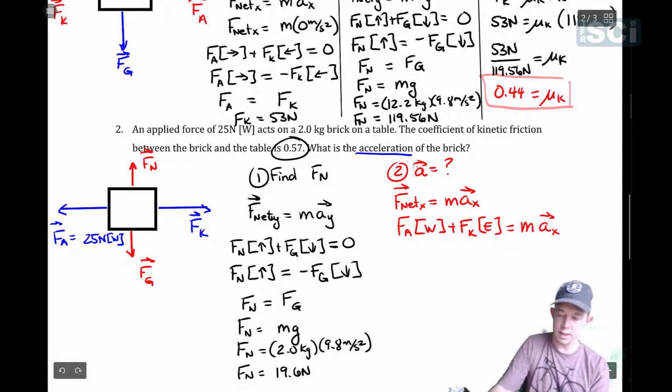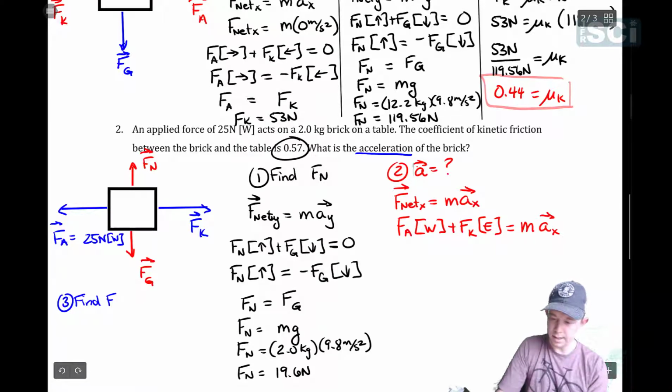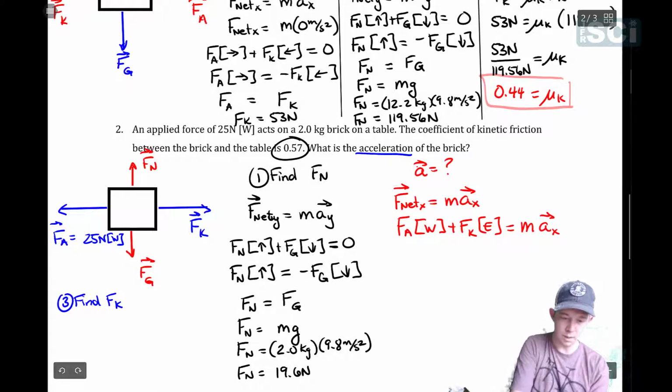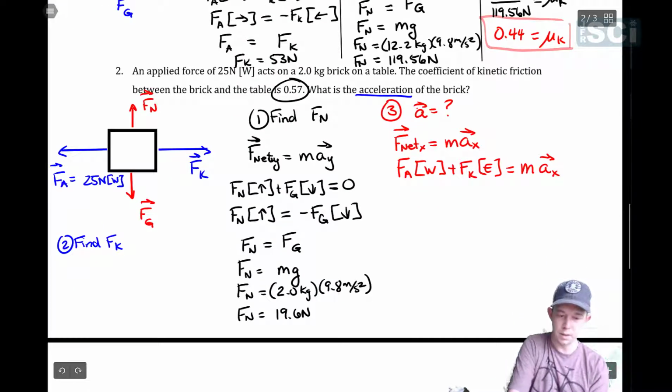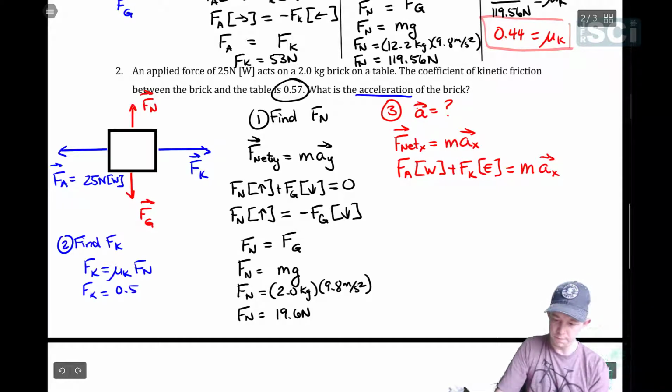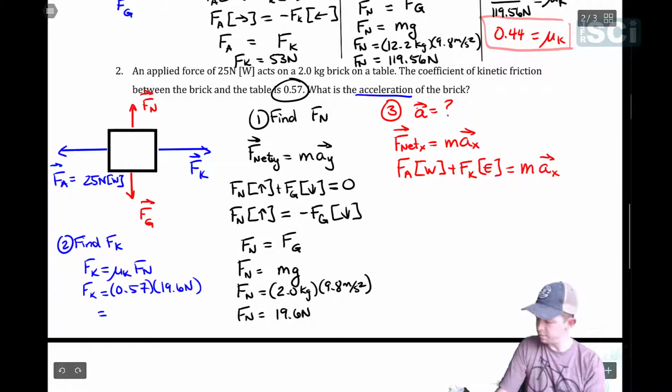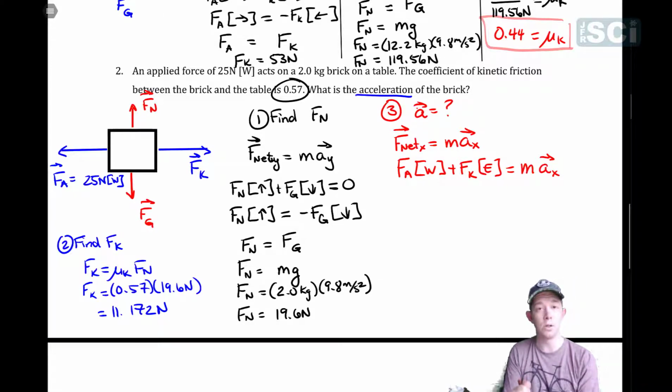So I'm going to scooch down here. I'm going to say 3, find Fk. And that will actually be my third step then. I'm going to abandon that one to find my kinetic friction. So let's go ahead and find the kinetic friction. Kinetic friction is equal to mu k multiplied by Fn. Fk is going to be 0.57 multiplied by 19.6 newtons, which tells me that I get a value of 11.172 newtons. Now I know what the magnitude of my kinetic friction is.